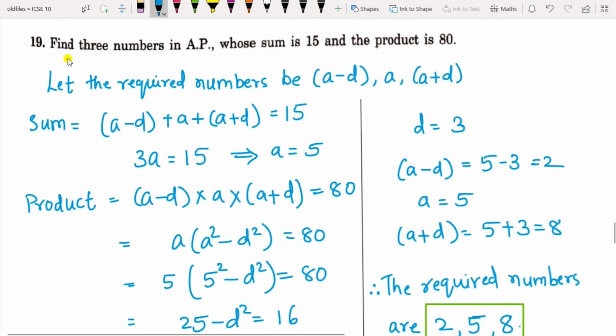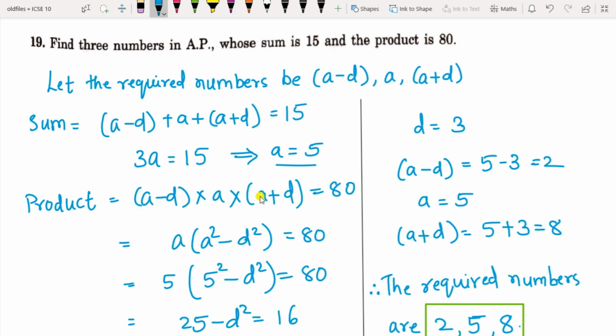Question 19. Find three numbers in AP whose sum is 15 and product is 80. So let the required numbers be a minus d, a and a plus d. If you add these three numbers, if you take the sum, you get 15. From this you can get the value of a as 5, and if you take the product of these three numbers, the product is 80 here.